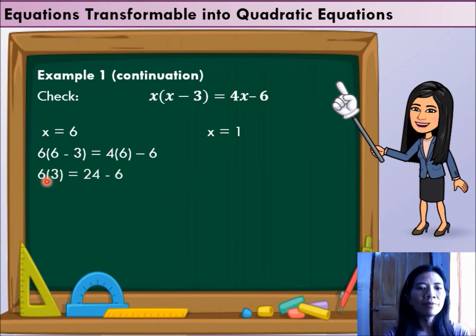So we have copy 6. 6 minus 3 is 3. Close quantity, equal to 4 times 6, 24, minus 6. And then simplify. 6 times 3, 18, equal to 24 minus 6 is 18. So 18 equals 18 is true.